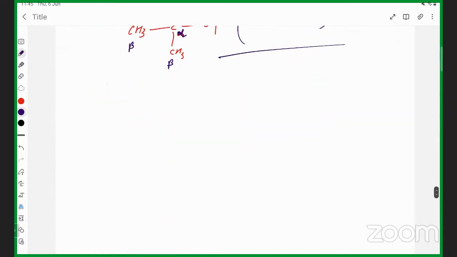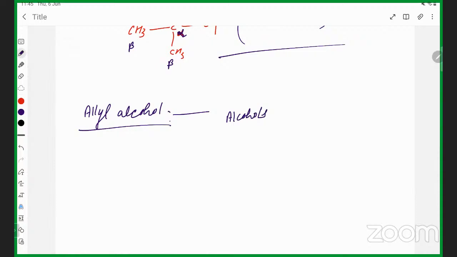Now another category, on the basis of the same. We are going for the allyl alcohol, ALLYL. What was allyl halide? Any idea? Sir, it was the halogen group attached with the allyl group. What is the allyl group then? Allyl group is what we get if we remove one hydrogen from allyl.